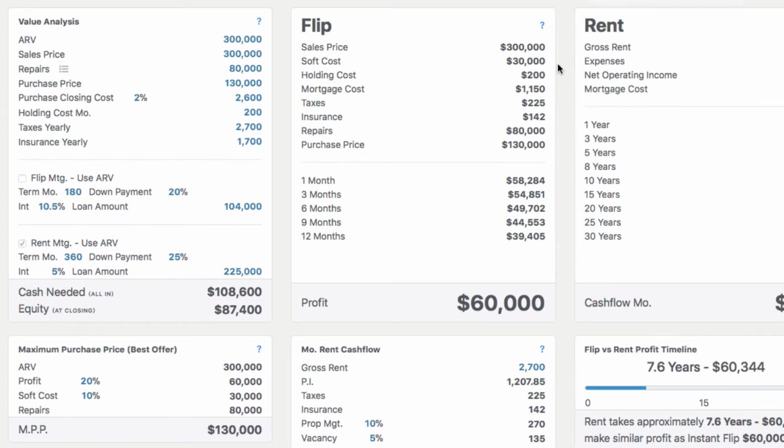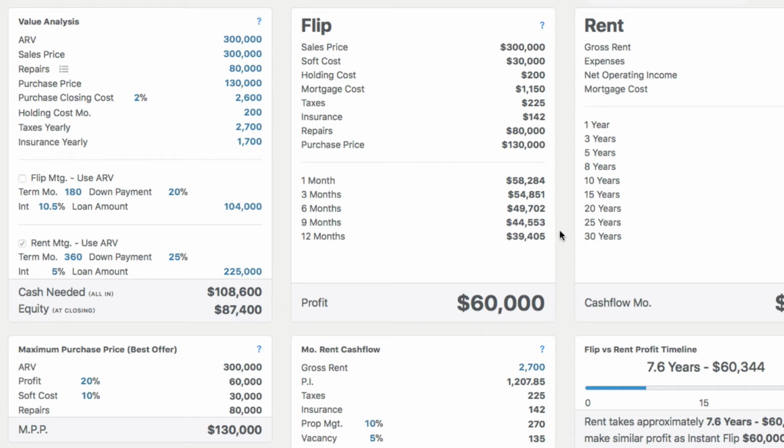The flip section. We'll look at up to 12 months of scaling profits. Here it says profit will be $60,000, which I call an instant profit. Let's say you have a buyer that is ready to go once you finish the property. And once you're done, you can sell it immediately.